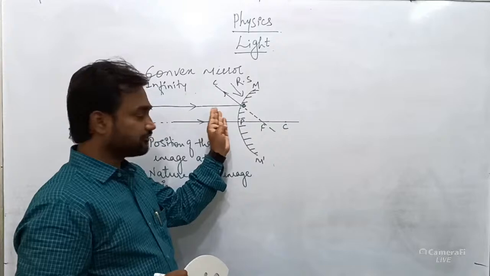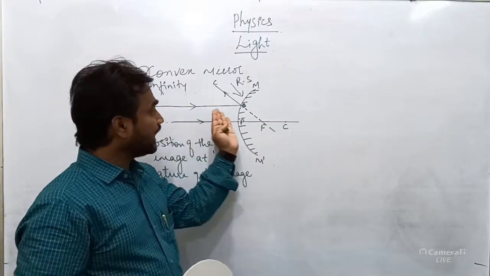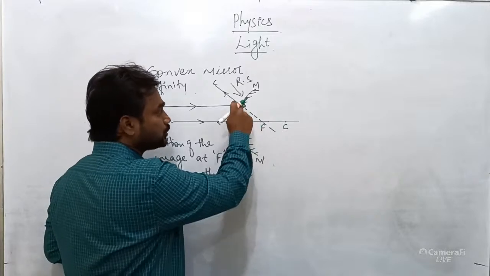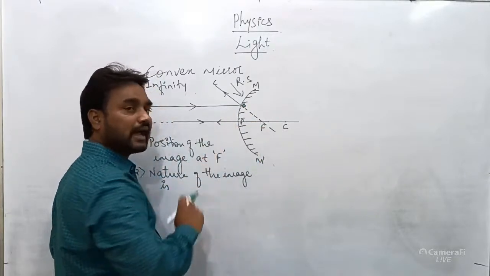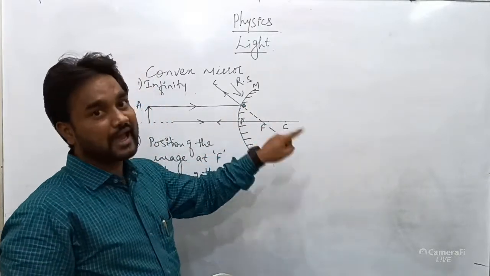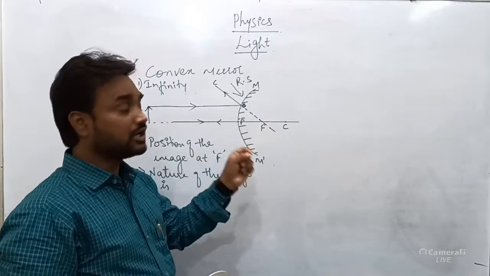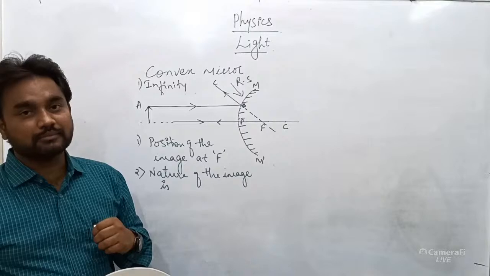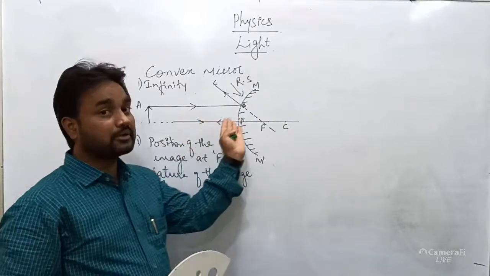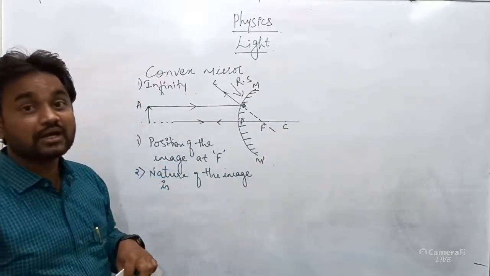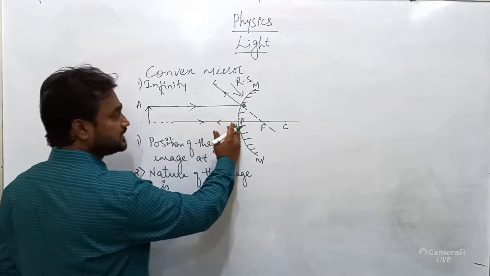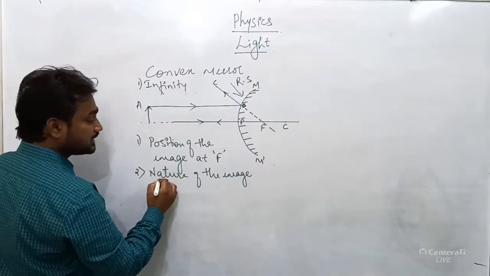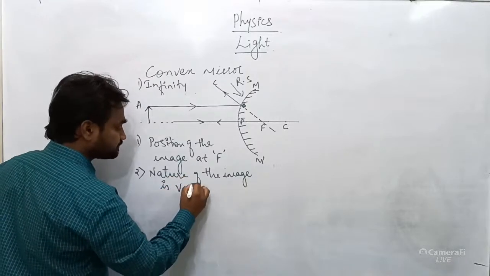So this is the reflecting surface on the left hand side, and the right hand side is the non-reflecting surface, which means that you can see the two reflected rays are meeting at a point F that is behind the mirror. Whenever images are formed in front of the mirror, we call them real images, and if they are formed behind the mirror, we call them virtual images. So here, since the reflected rays are meeting behind the mirror, we call the nature virtual.